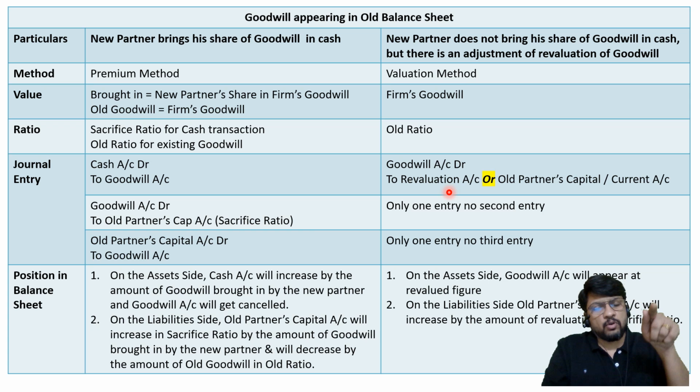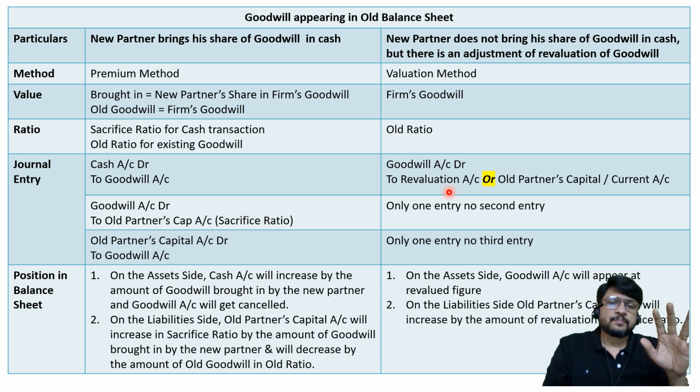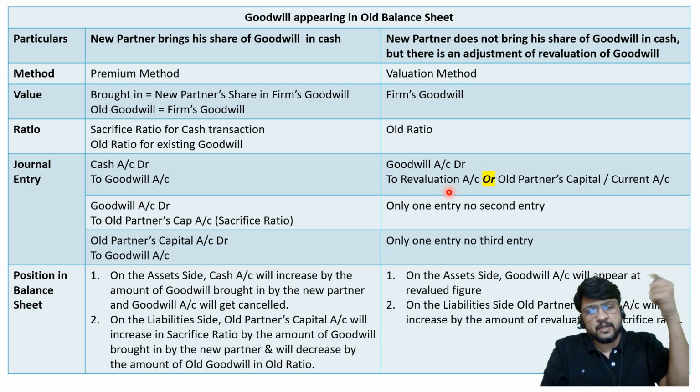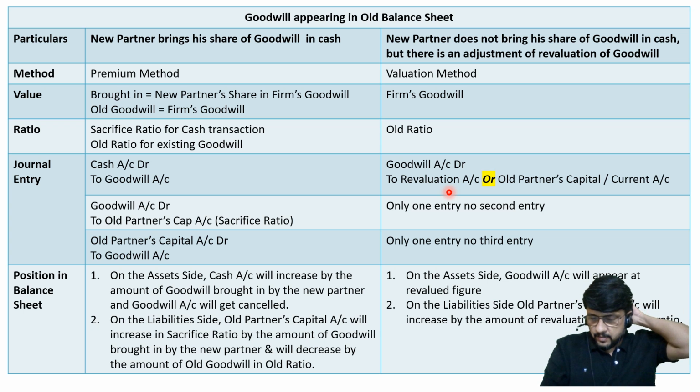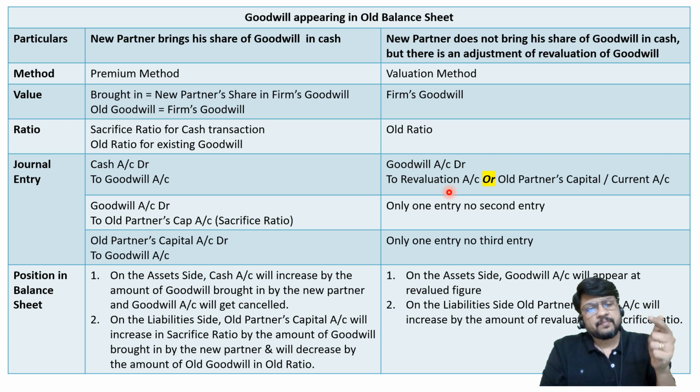If it is there in the old balance sheet, the problem's balance sheet, and the new partner is not bringing it in cash, but there is some adjustment of revaluation, then you have to pass the entry of the amount of revaluation. Calculate the difference between the value in the old balance sheet and the value in the adjustment, and pass the difference entry. What entry will you pass? Goodwill account debit to revaluation account, or goodwill account debit to old partners' capital or current account, in which ratio? In the old ratio.